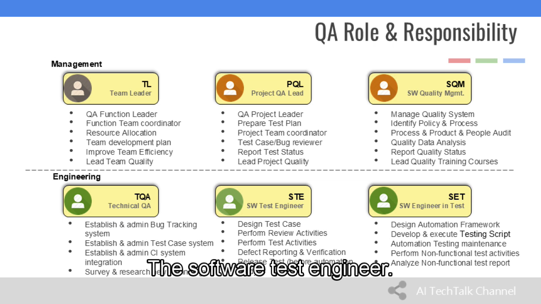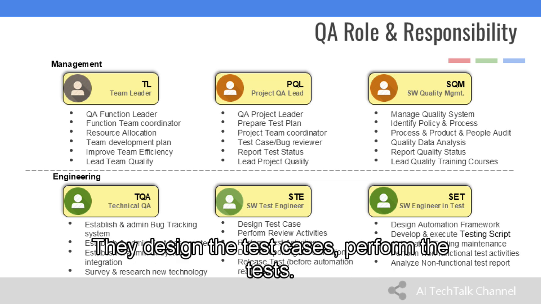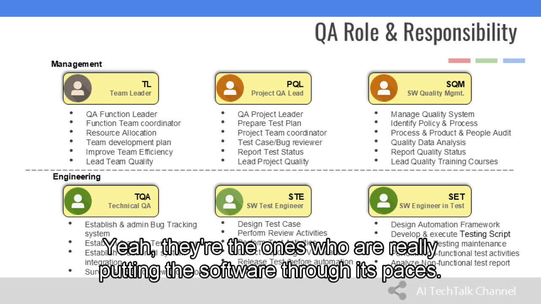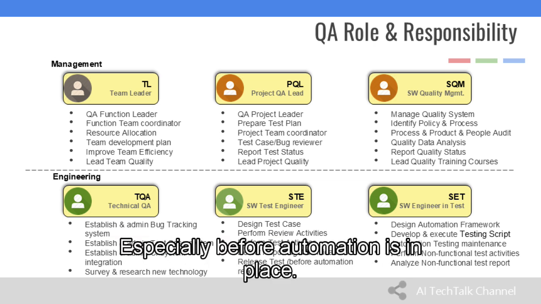What about the STE, or software test engineer? The software test engineer. Yeah, what do they do? They're the hands-on testers. They design the test cases, perform the tests, report any bugs they find, and verify that those bugs are fixed. So they're doing the actual testing? Yeah, they're the ones who are really putting the software through its paces, especially before automation is in place. Makes sense.